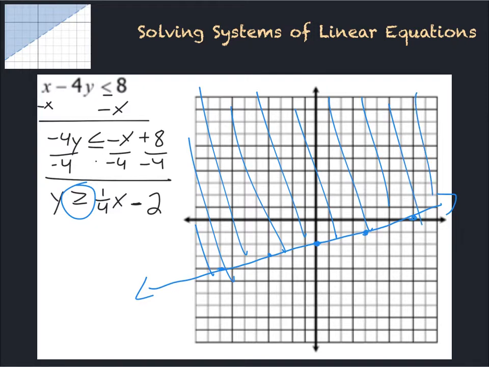So let me get my green out again. If I put an ordered pair right here, would that be a solution? No. If I put an ordered pair right here, which would be 4, negative 1, would 4, negative 1 be a solution? No, it would not. I'm sorry. Yes, it would. It's right on the line, and in this case, we can include the values on the line. So yes, that would be a solution.